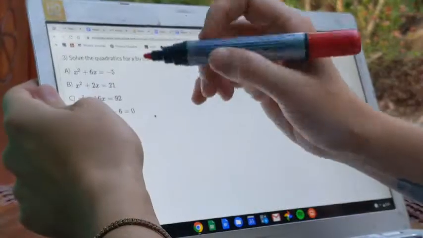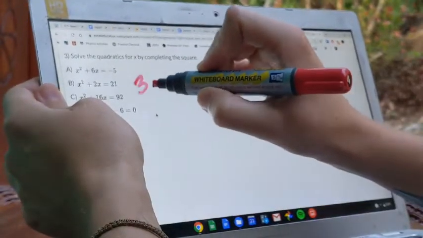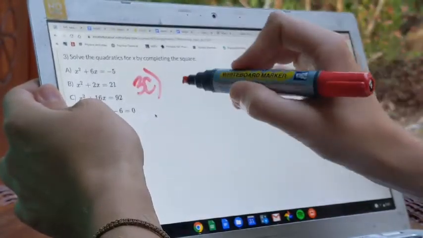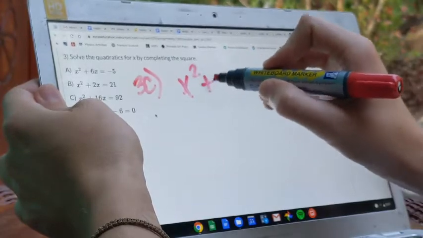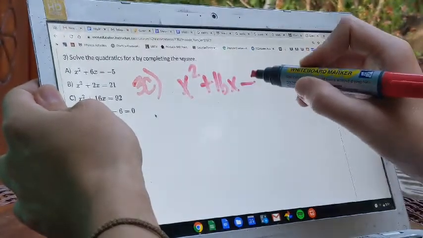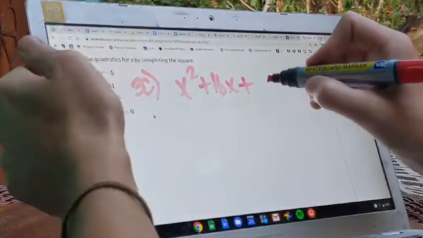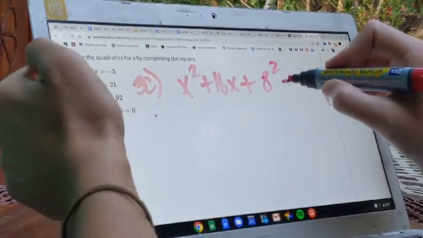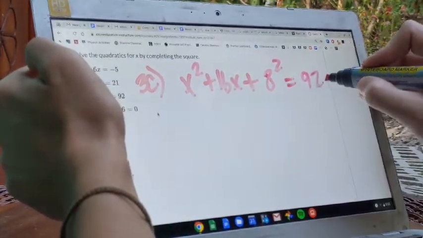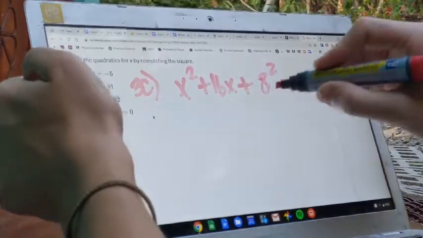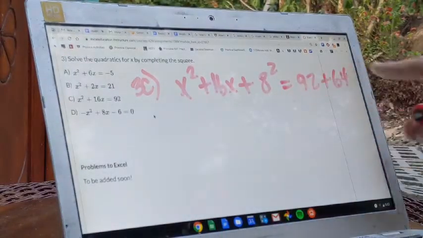All right, I went a little fast. If it's fast for you, you can always just pause and go slow. x squared plus 16x. What's half of 16? 8. So I'll just write 8 squared equals 92 plus 64. That's what 8 squared is. We're going to add it to both sides.